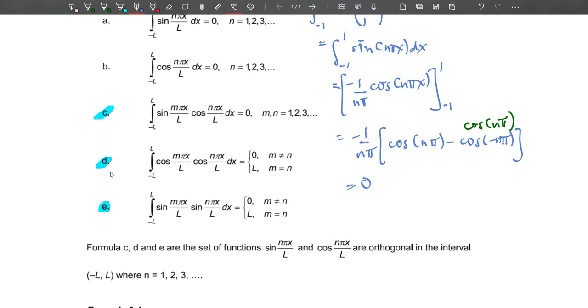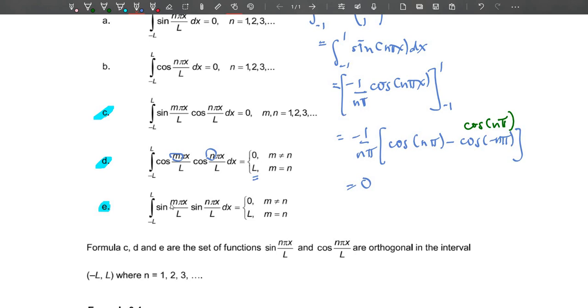And next, for D and E, it will be a set of functions. C, D, and E are the set of functions sin n pi x over L and cos n pi x over L, which are orthogonal in the interval negative L to L, where n equal to 1, 2, and 3. For example, for D, integrate cos m pi x over L, cos n pi x over L from negative L to L with respect to x. Let's say the value of m is equal to n. That means it is equal to L. But if m does not equal n, the value is 0.